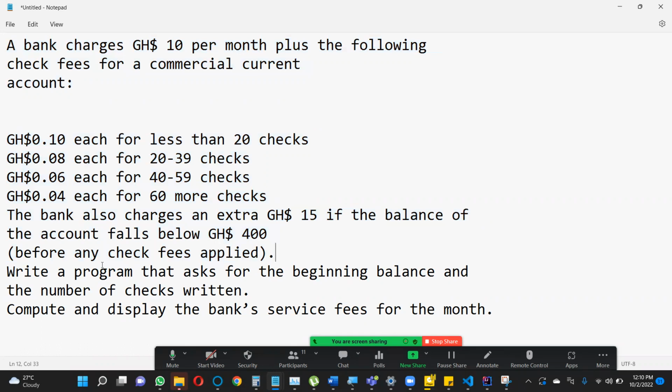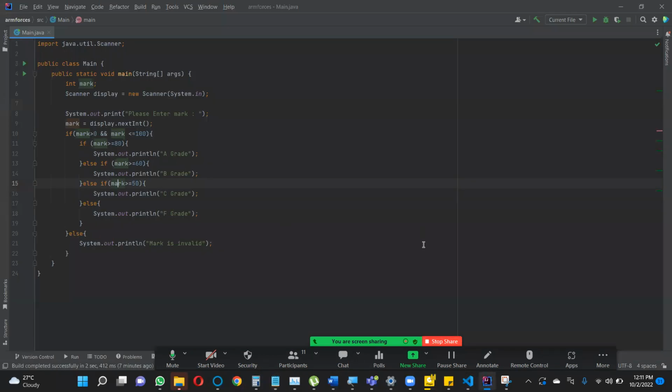Now, remember, the program said the first thing we should do is ask for the beginning balance and the number of checks written. Why is that important? Because the beginning balance will help us to calculate if we should charge the person 15 cedis or not. And the number of checks written will help us to calculate how much we should charge for the checks that he has written. So the first thing I must do is ask for the beginning balance and the number of checks that an individual has written.